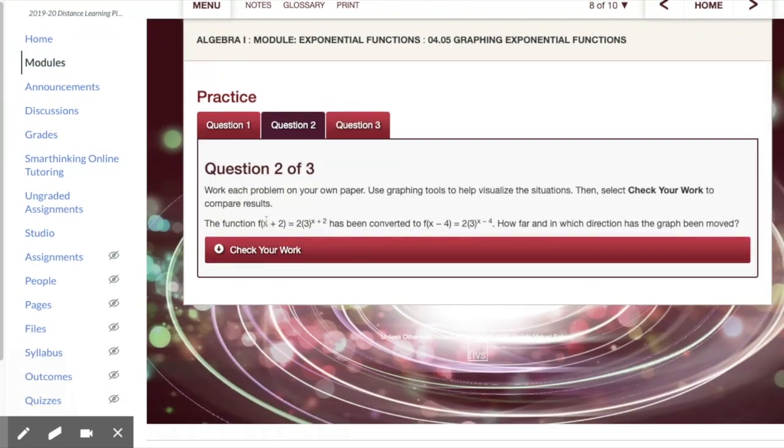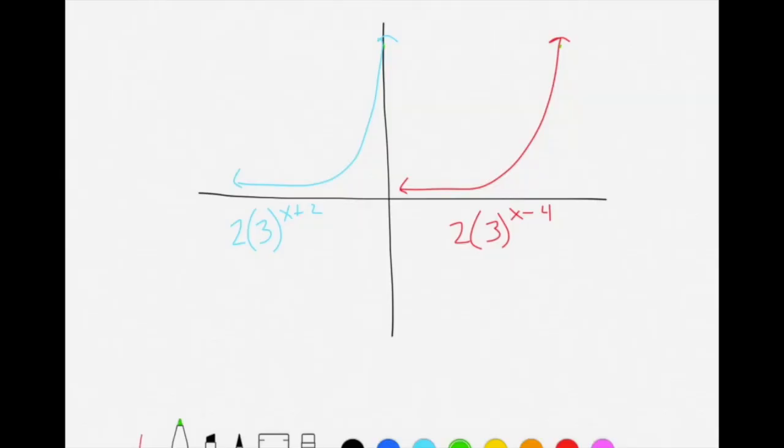Question number 2, the function here. Okay, so 2 times 3 to the power of x plus 2 has been converted to this here. How far and in which direction has the graph been moved? So I went ahead and drew this out real quick so you guys can see what I'm talking about. So on the right, in red, I did the minus 4 one, which is to the right 4, and then the one on the left, I did the plus 2, which is to the left 2.